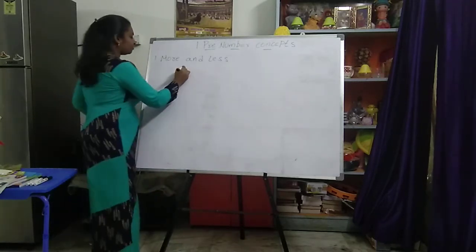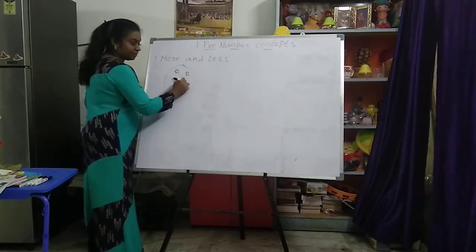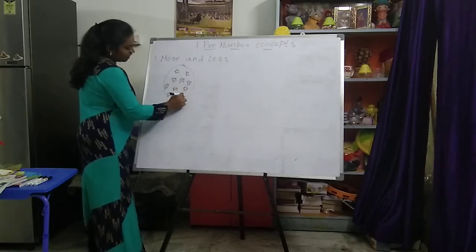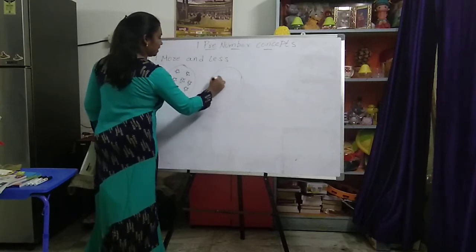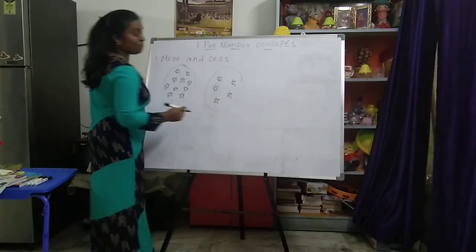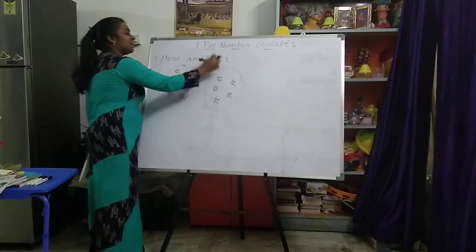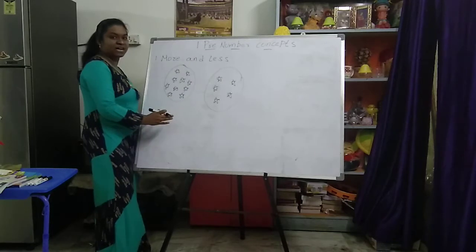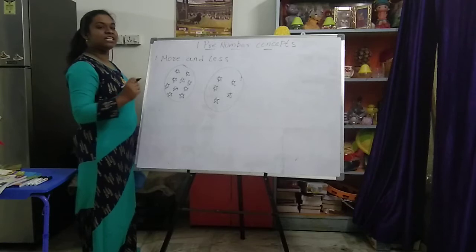Now here, I am taking one circle and I am putting some stars in it. Please draw all the stars. I have one more circle and I am putting few more stars in this. Children, in PP2 you have already gone through these concepts, but I am telling you again. More and less. Now, how can you say that this circle has more number of stars or this circle has more number of stars? That is by counting.